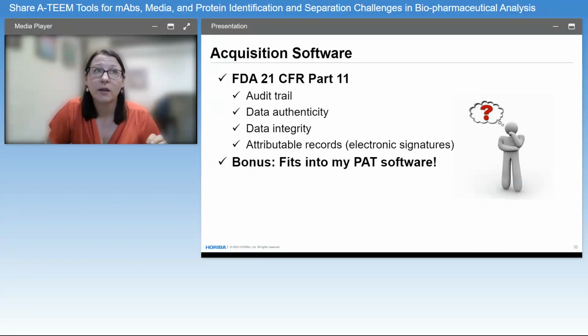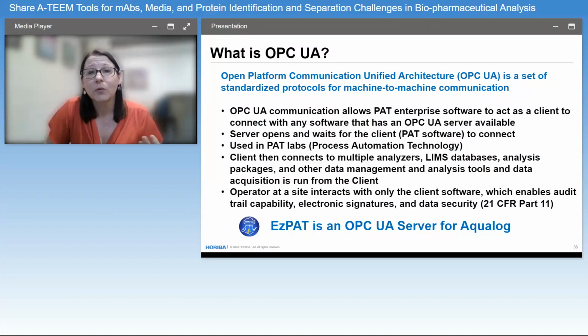So that covers the instrument and the validation procedures. So what about the acquisition software? How can we collect A-TEEM data with everything that's required for GMP and FDA 21 CFR Part 11? And this includes the audit trail, data authenticity and data integrity, and also attributable records. And this includes electronic signatures. And as a bonus, it should fit into current pharmaceutical process analytical technologies, or PAT software. And a lot of pharmaceutical companies already use these big PAT enterprise softwares. And so for this, I wanted to talk about OPC-UA. The next part of the compliance package is really how HORIBA can offer a solution that enables GMP and enables 21 CFR Part 11.